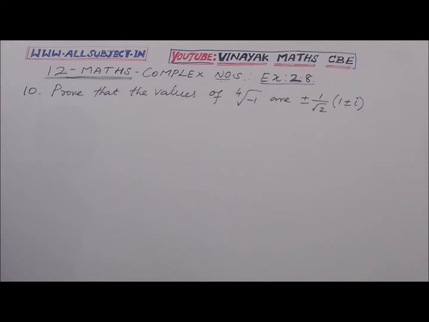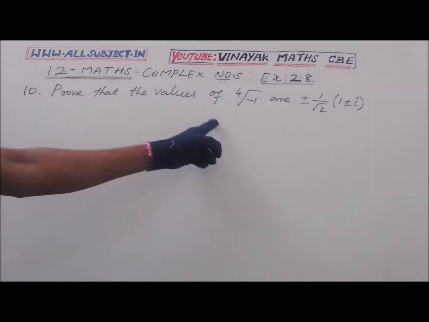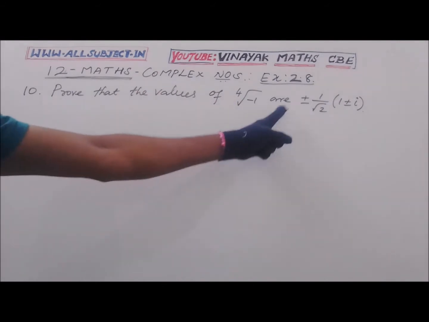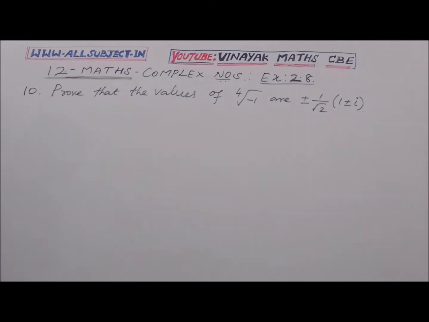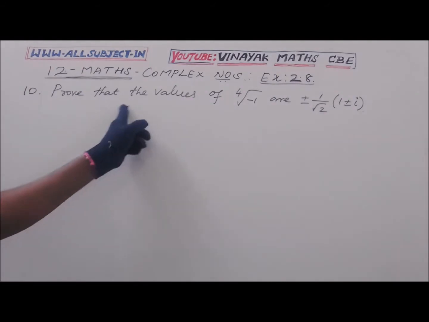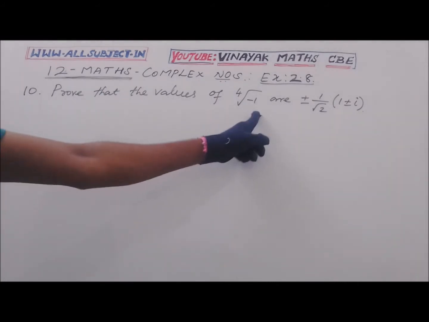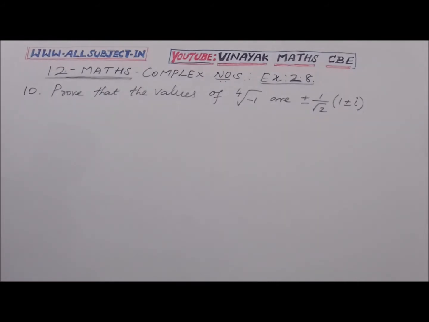Question number 10, exercise 2.8, the last question in your chapter 2, complex numbers. Prove that the values of fourth root of minus 1 are plus or minus 1 by root 2 into 1 plus or minus i. We should prove the values of fourth root of minus 1 are 1 by root 2 into 1 plus or minus i.